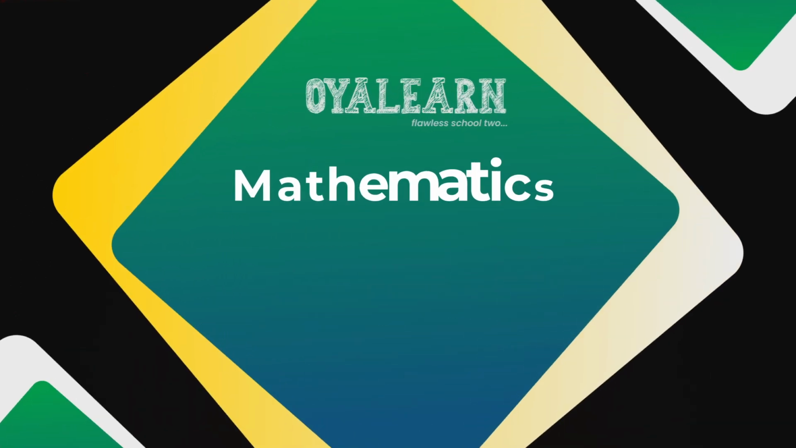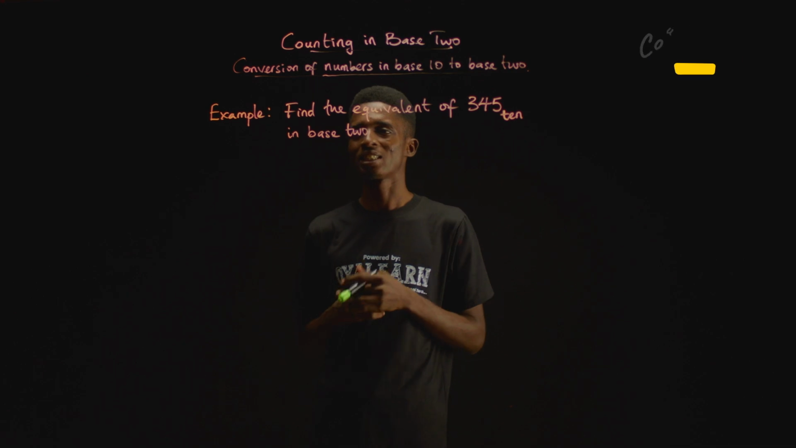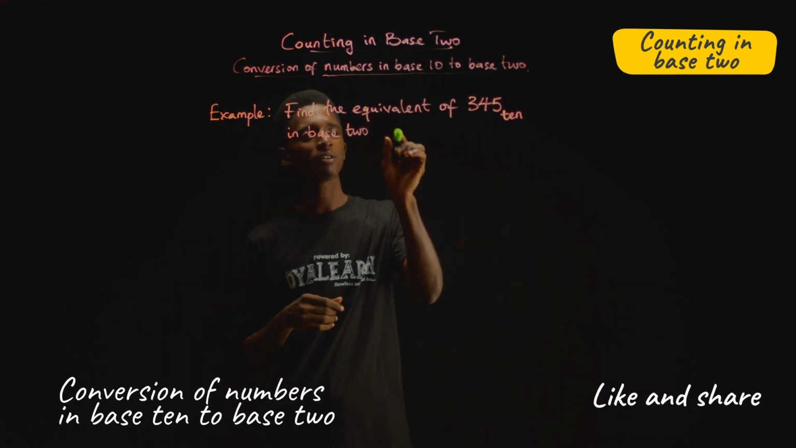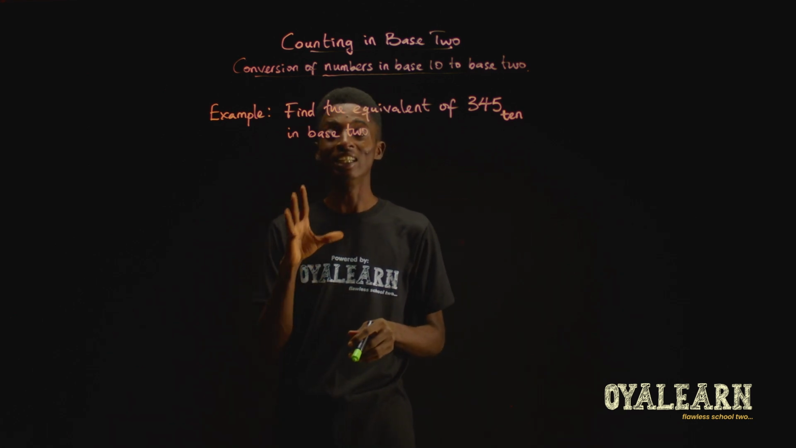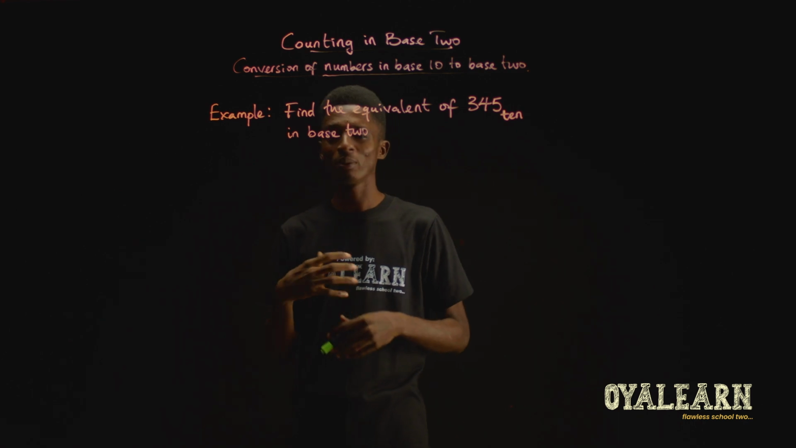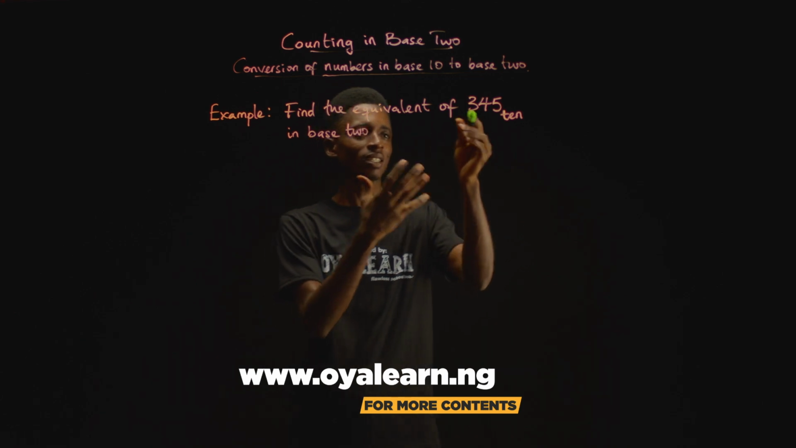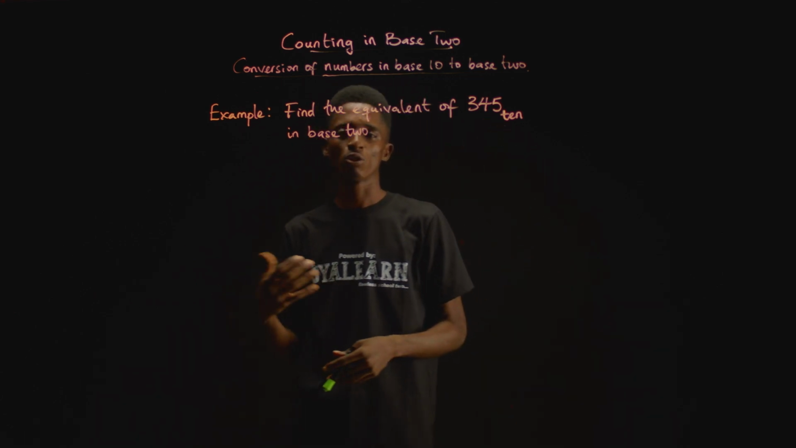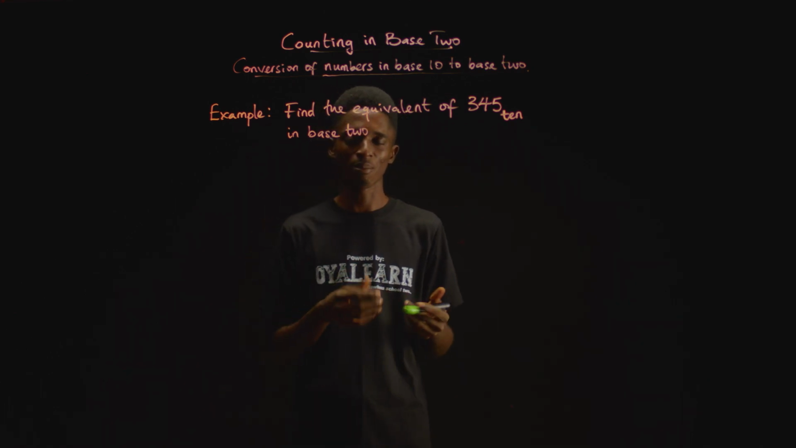Let us now practice how to convert a number from base 10 to base 2 using this example. So we have to find the equivalent of 345 base 10 in base 2. Now take note, such a question like this can come in different ways. You could also be told, convert 345 base 10 to base 2. All of them mean the same thing. That is, you are looking for the equivalent in base 2.